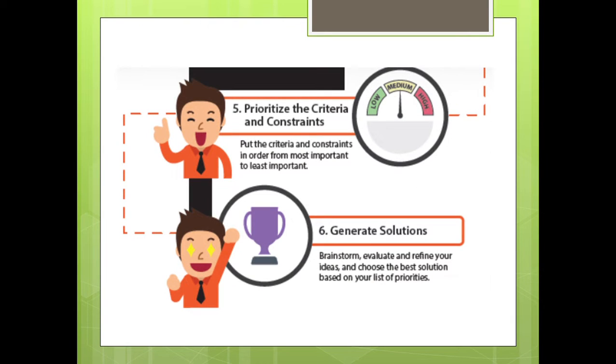Then we have number 5 and number 6. Number 5, prioritize the criteria and constraints. Put the criteria and constraints in order from most important to least important.